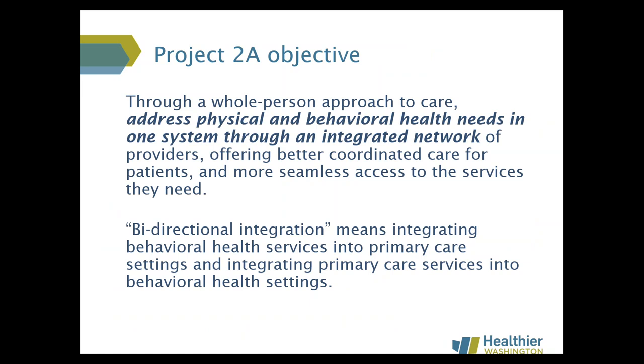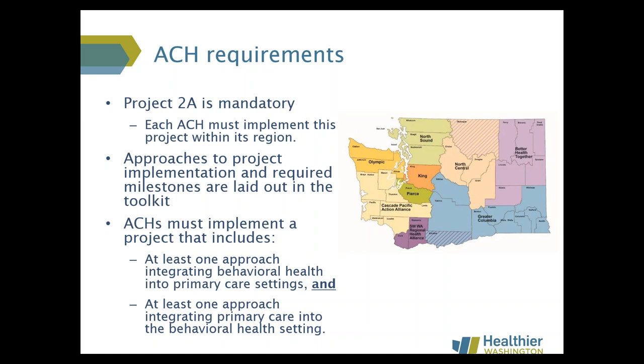So if you recall from a few slides ago, a key element of Healthier Washington is a focus on whole person health. The objective of Project 2A supports this goal by addressing physical and behavioral health needs in one system through an integrated network of providers. You will hear the phrase bidirectional integration often today, and what we really mean is integrating behavioral health services into primary care settings and integrating primary care services into behavioral health settings.